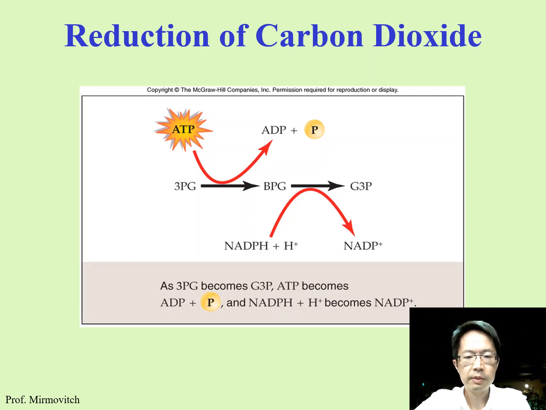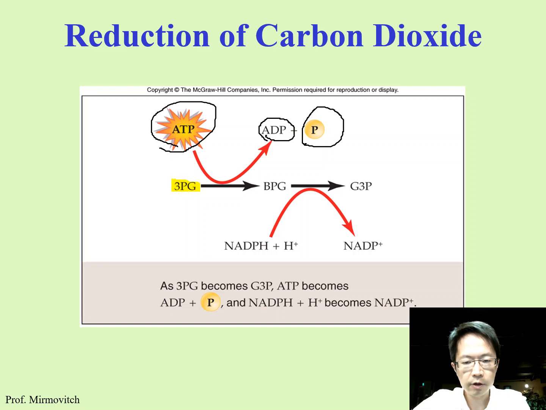Okay, reduction of carbon dioxide. This is like the summary. For the previous slides, you don't need to know all the complicated structures. If you really want to memorize it, just memorize this picture. If it's good enough for me, it's good enough for you. You have 3PG, the product of the carbon fixation. Then you use ATP, and ATP becomes ADP. So you have this inorganic phosphate, which is added here.